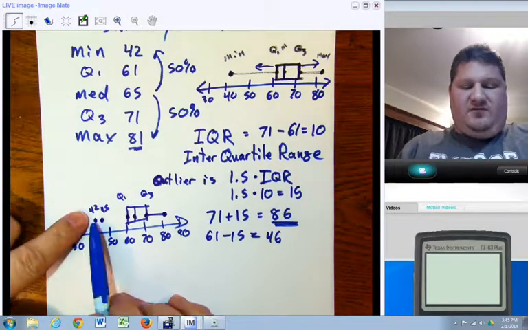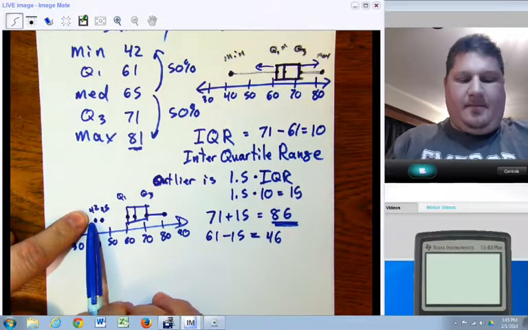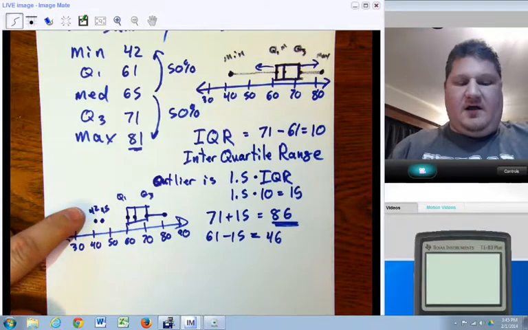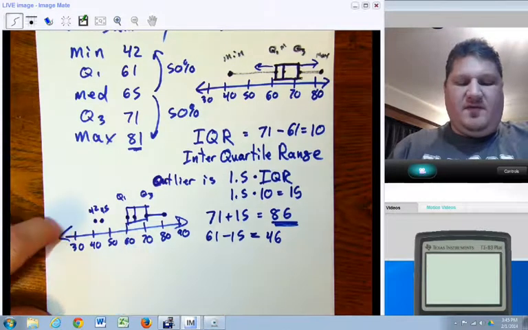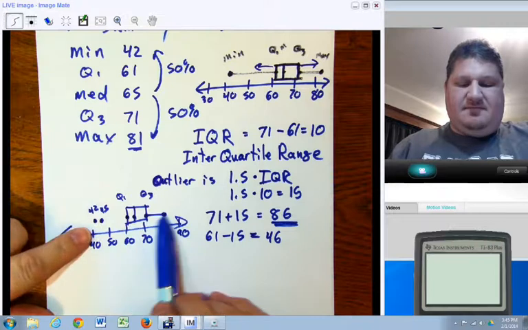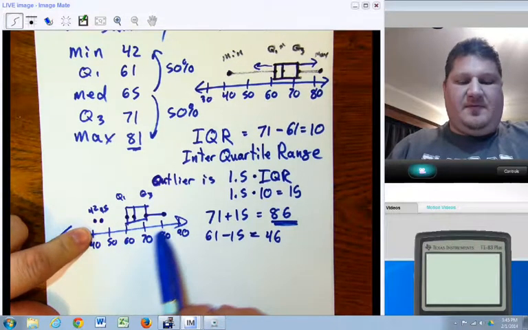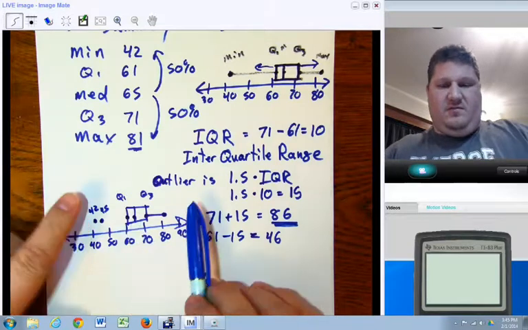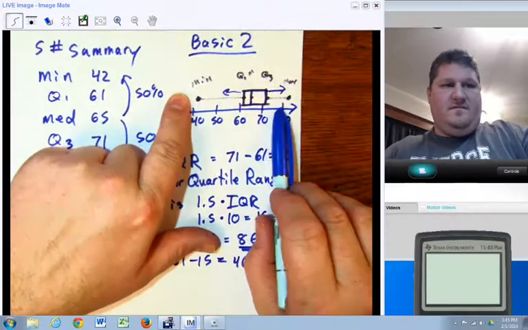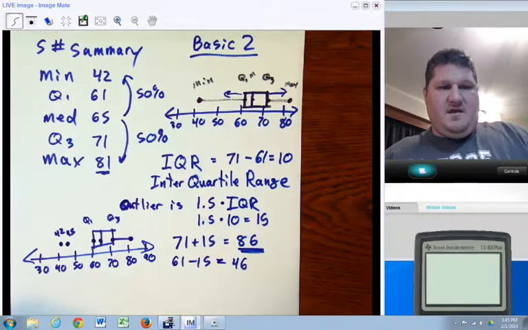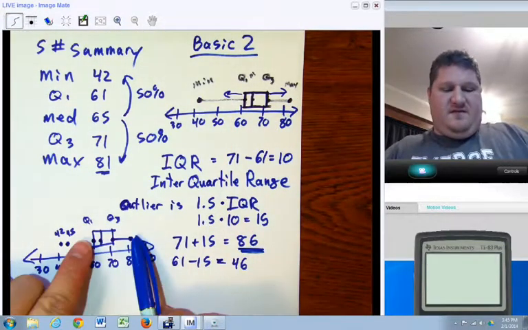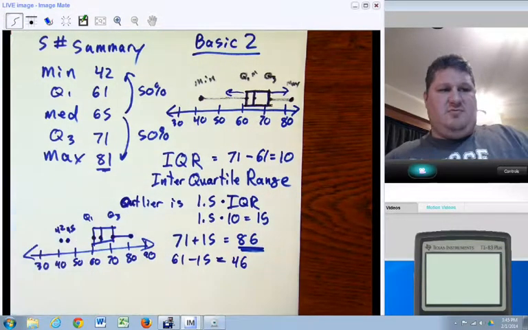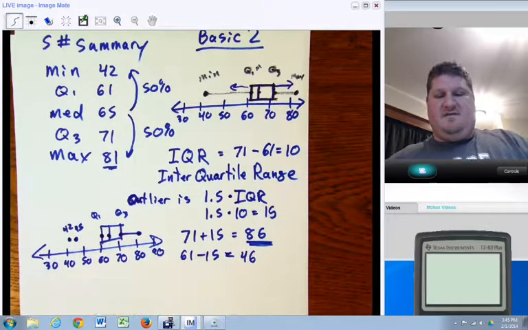I have two outliers and no lower whisker, which means this data is much more tightly grouped up here, and if it weren't for these guys down here, this would be a much shorter picture than our original. Much more compact set of data because the two outliers had a significant effect.